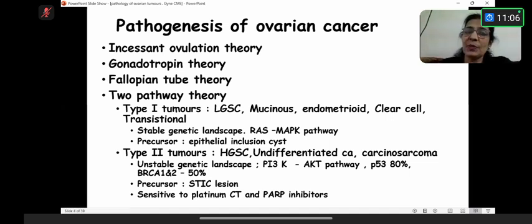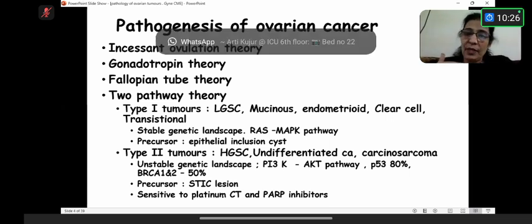The second theory which has been proposed is the gonadotropin theory, which will lead to increased estrogen excess, and that is what will lead to estrogen dependent tumors, especially the endometrioid tumors, and may also be seen with the PCOD patients. The third and the most important theory, which came on much later and is the most favored theory these days, especially for the high grade serous carcinoma, is the fallopian tube theory. That actually the high grade serous carcinomas are arising from the fallopian tube epithelium, and that is why it is important to see the pre-neoplastic changes and the neoplastic changes in the fimbria of the fallopian tube.